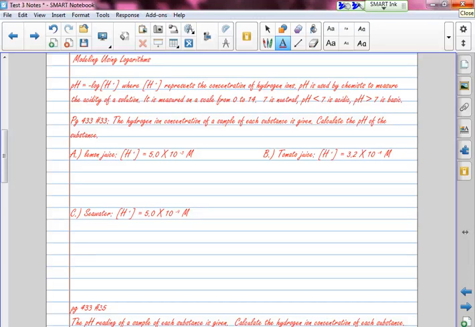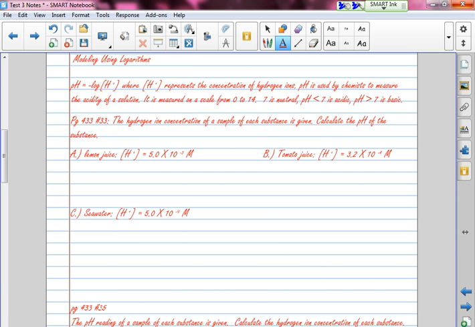Okay, today we're going to be talking about modeling using logarithms. So, I have pH equals negative log of H plus, where H plus represents the concentration of hydrogen ions. pH is used by chemists to measure the acidity of a solution. It is measured on a scale from 0 to 14. 7 is neutral. If pH is less than 7, it's acidic. And if pH is greater than 7, it's basic.